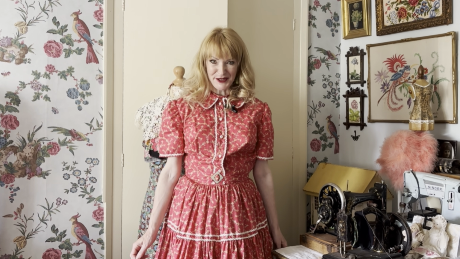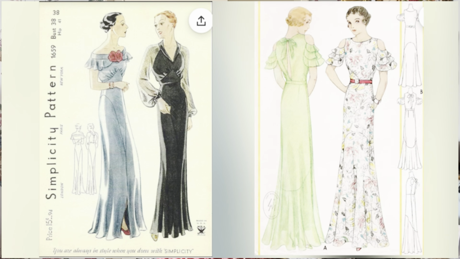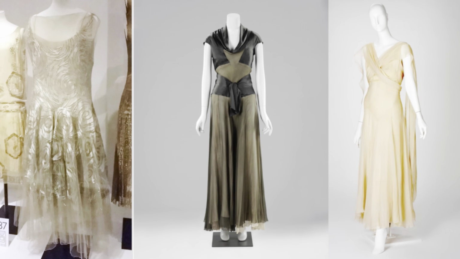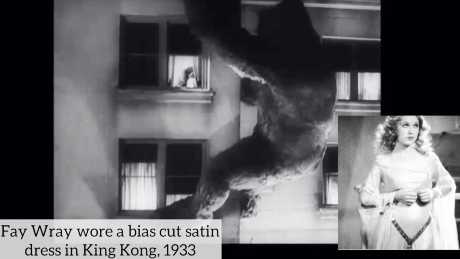Then at the start of the 1930s, the bias cut dress, a true game changer in fashion. Popularised by the designer Madame Vionnet, the bias cut dress uses the drape of the fabric's diagonal grain so that the dress drapes beautifully over the body.